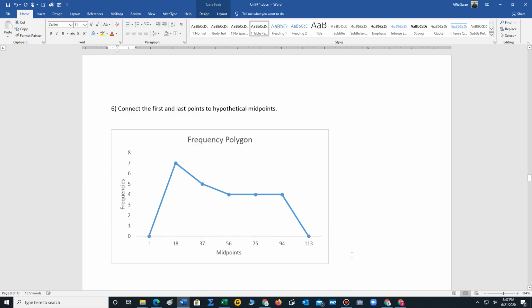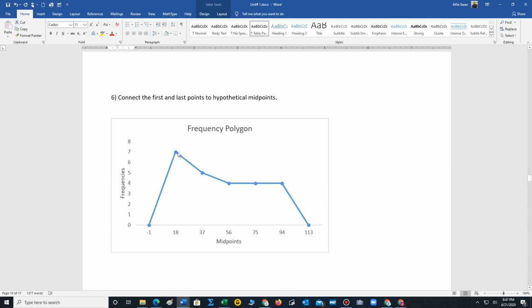And then finally, the very last step is we have to anchor the graph to the x-axis in the location where hypothetical midpoints would be located. If you recall, all the midpoints are separated by the class width, which in this example is 19. So you would subtract 19 from 18 to get -1. You would add 94 to 19 to get 113, and then anchor the first and last points to those locations. This is the frequency polygon.